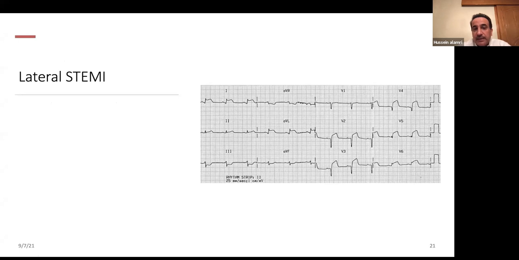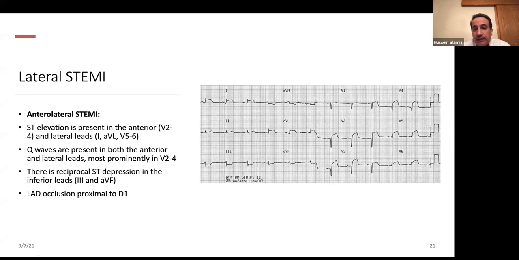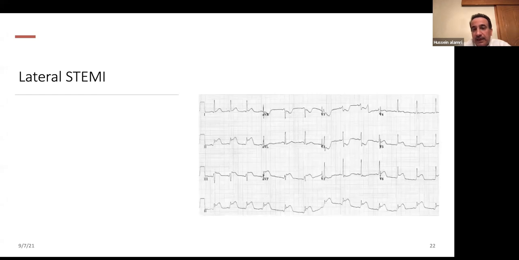Okay, this is another example, which is an anterolateral ST elevation MI with reciprocal changes. You see that there is ST elevation in almost all the leads except V1, with inferior ST depression. This is again another example. Who wants to read this ECG?